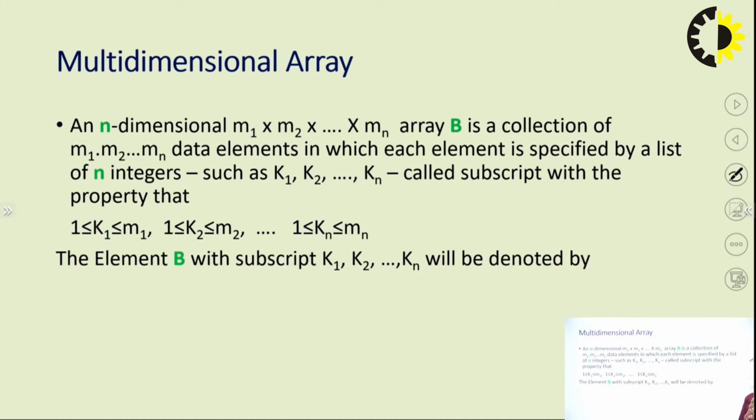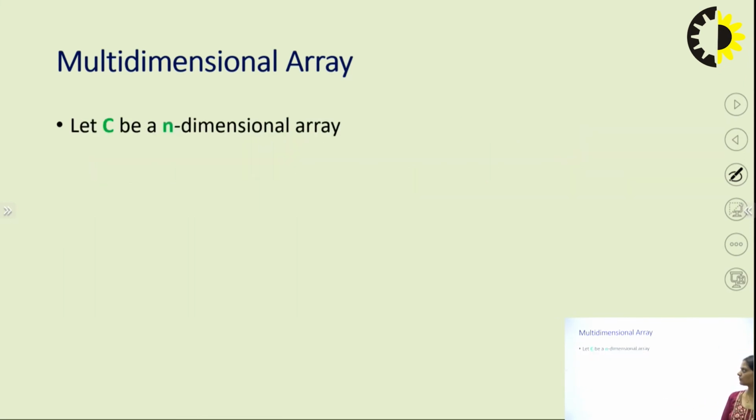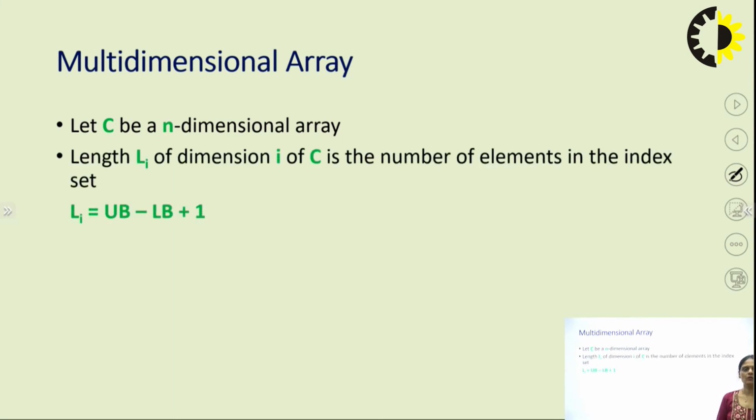So the element B with subscripts k1, k2 up to kn will be denoted like this, or in this way, as we have seen earlier also. So multidimensional array: let C be an n-dimensional array. Now we are interested again in finding out the length of a dimension.